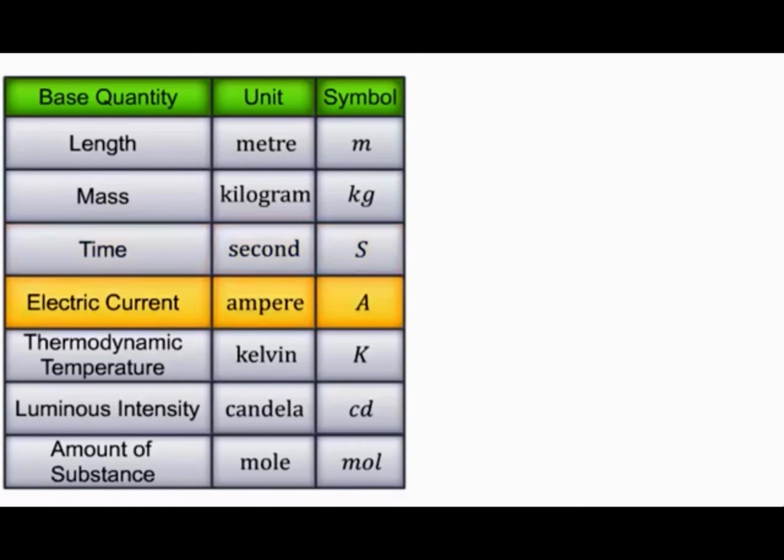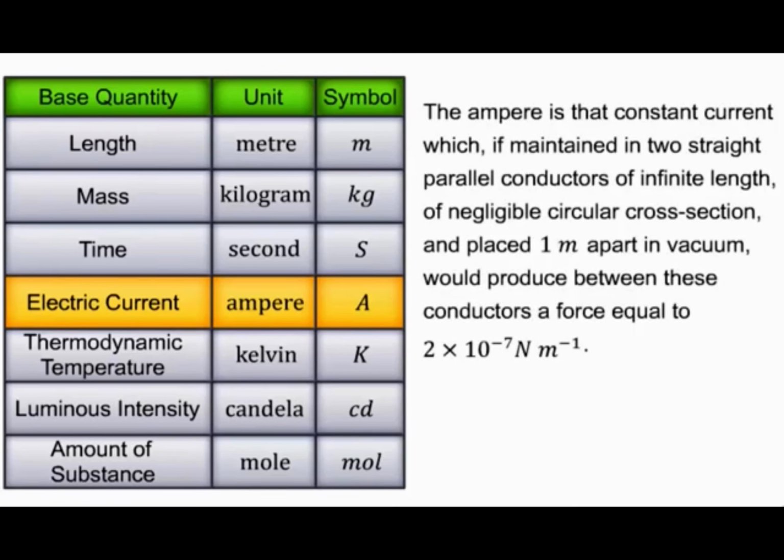Electric current is measured in ampere, denoted by the capital letter A. An ampere is that constant current which, if maintained in two straight parallel conductors of infinite length, of negligible circular cross-section, and placed 1 meter apart in a vacuum, would produce between these conductors a force equal to 2 multiplied by 10 raised to the power -7 Newton per meter length of the conductor.